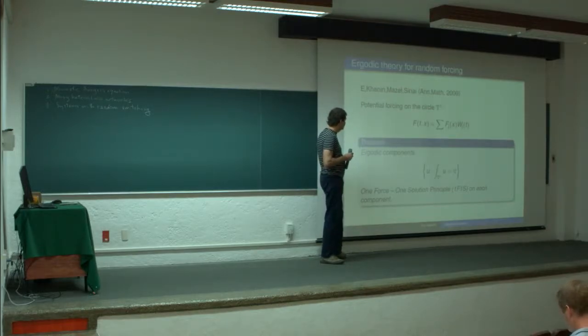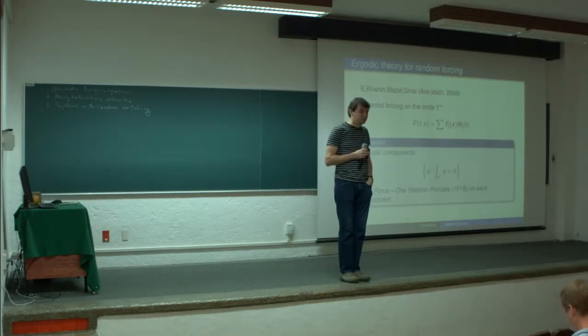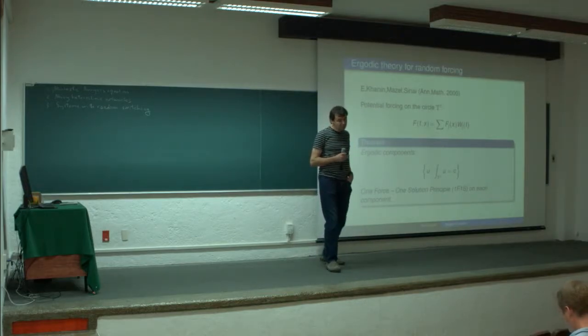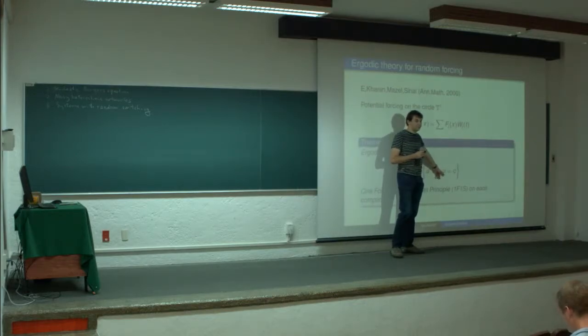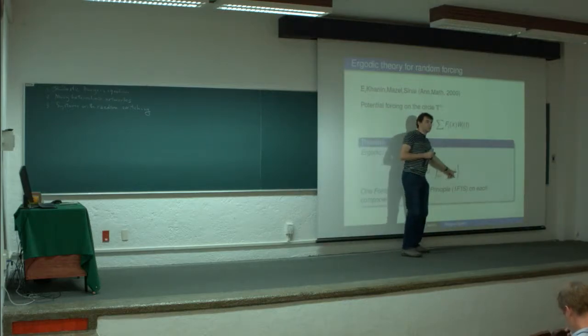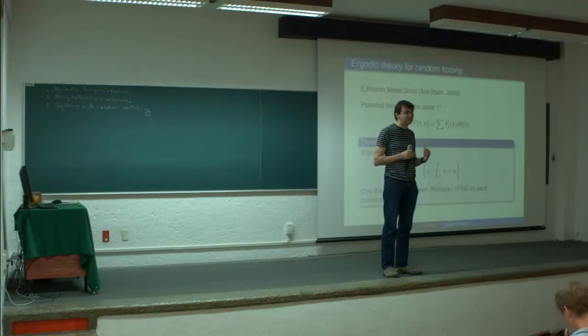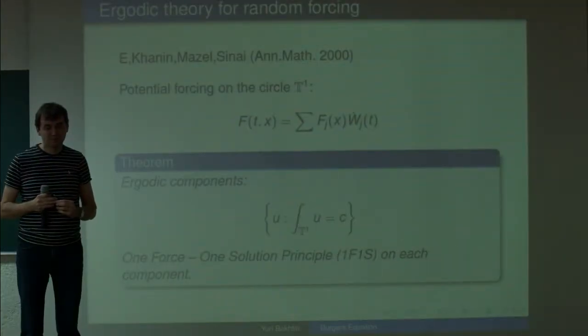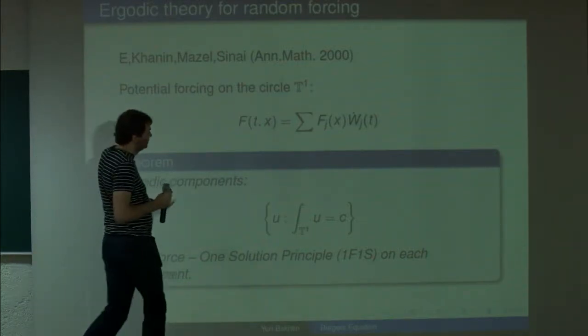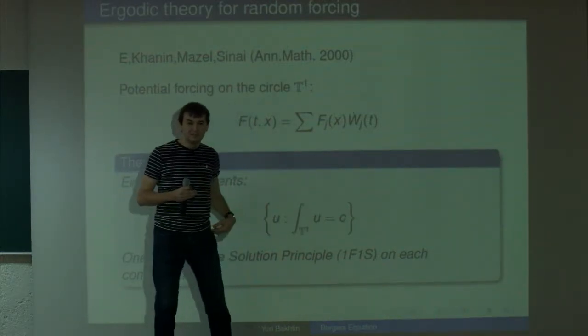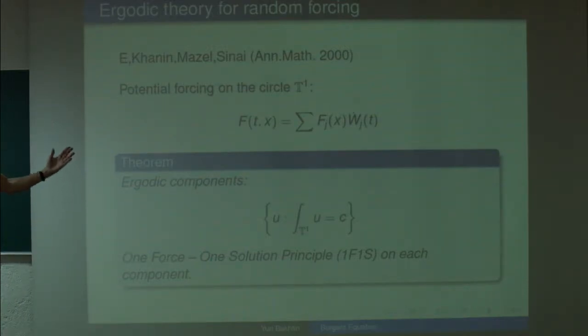One of their main conclusions is the description of the ergodic components and a one force one solution principle on each of them. It turns out that the Burger's equation preserves the average velocity. So if you start with some value c on the circle, you will have the same value of c forever. This is something that the solutions have to remember. In the beginning of this talk, I asked: what do the long-term statistical properties depend upon? What do they remember from the initial condition? It's clear that they have to remember this because it's the first integral of the system. And in a sense, this theorem says that they don't remember anything else. Each of the random solutions remembers just this constant, the average value.